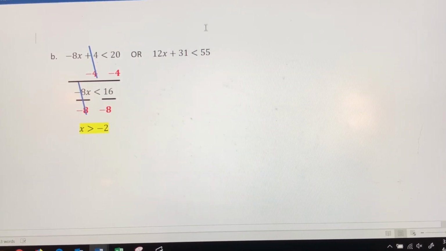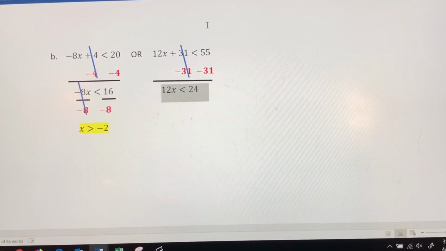Let's solve the second part here. We're going to subtract 31 from both sides. The 31s will cancel out. That's going to give me 12x is less than 24. We want to divide both sides by 12. On the left side, the 12's cancel out, and that's going to leave me with x is less than 2.